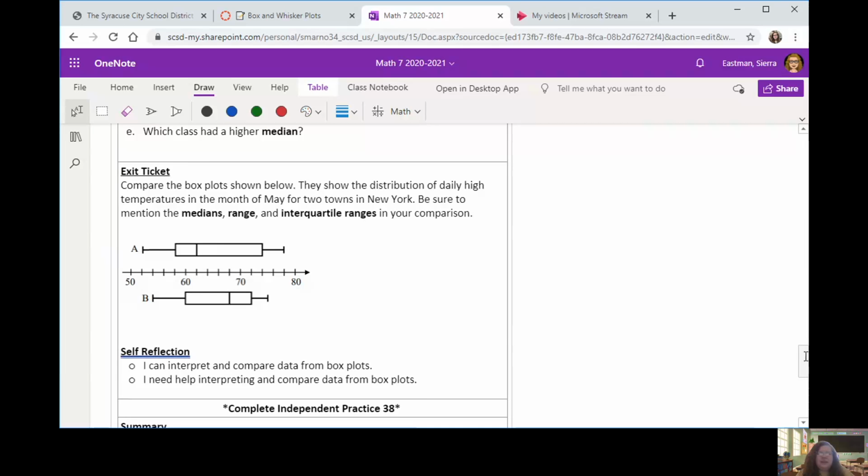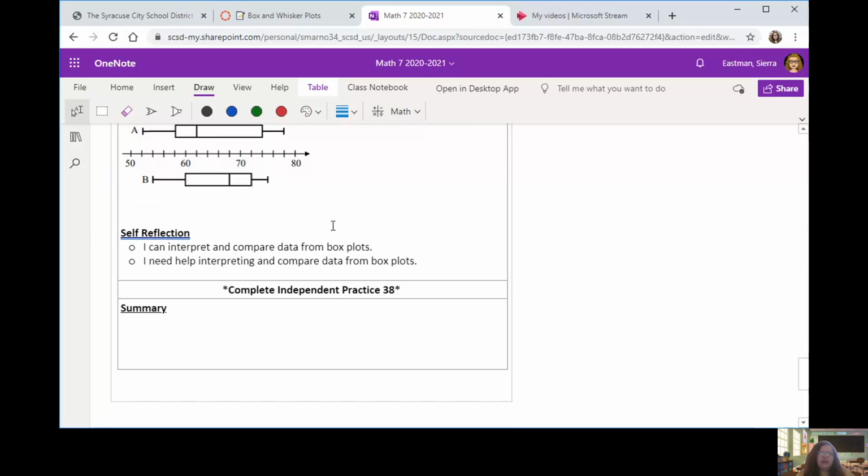Then you're going to do your self-reflection and complete independent practice 38. That's it for today.